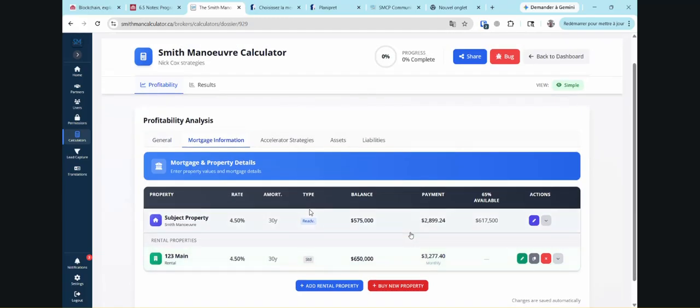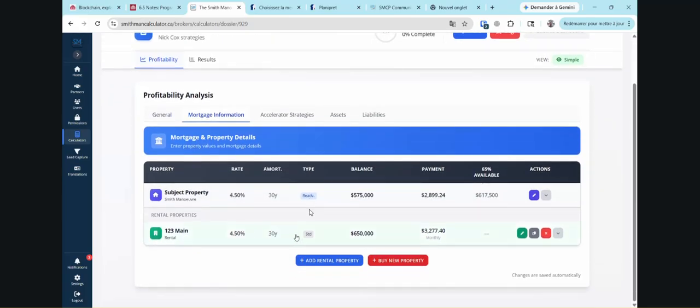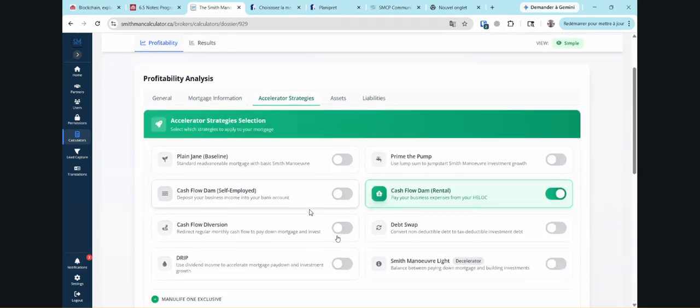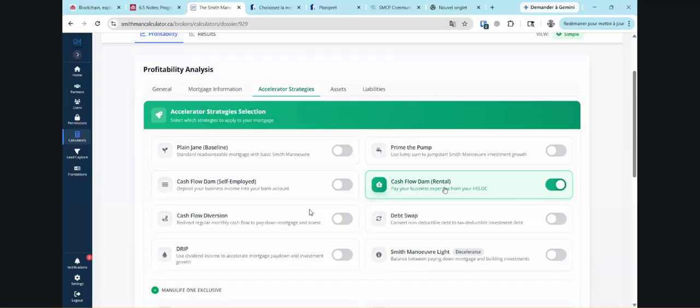And so what we want to do is, well, okay, I don't want to do the Smith maneuver, but I have a rental and I'd like to use that rental to convert my personal mortgage into a tax deductible debt and use that tax efficiency to pay down that mortgage faster. So what I've done here is I've gone into the accelerated strategies. I've chosen cash flow dam for a rental.